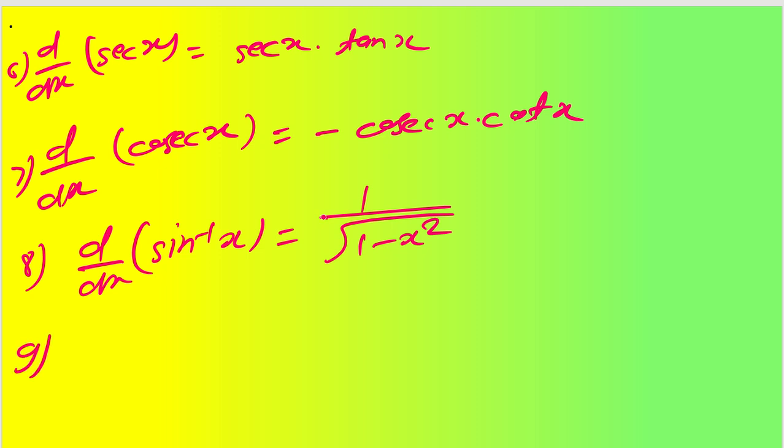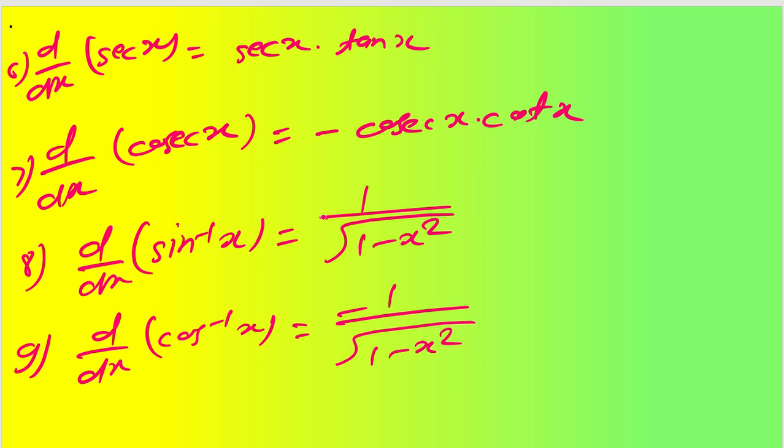9th number will be d by dx of cos inverse x. Cos inverse x. So that will become minus 1 by square root of 1 minus x square.